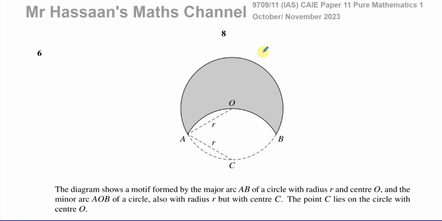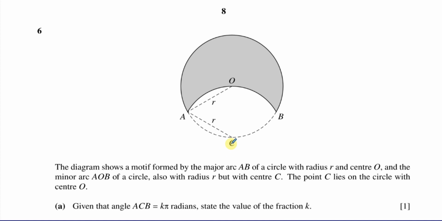This question is about radian measure. It says the diagram shows a motif formed by the major arc AB of a circle with radius R and center O, and the minor arc AOB also with radius R but with center C. One of them has a center O and the other has a center C. The point C lies on the circle with center O. Given that angle ACB equals K pi radians, state the value of the fraction K.